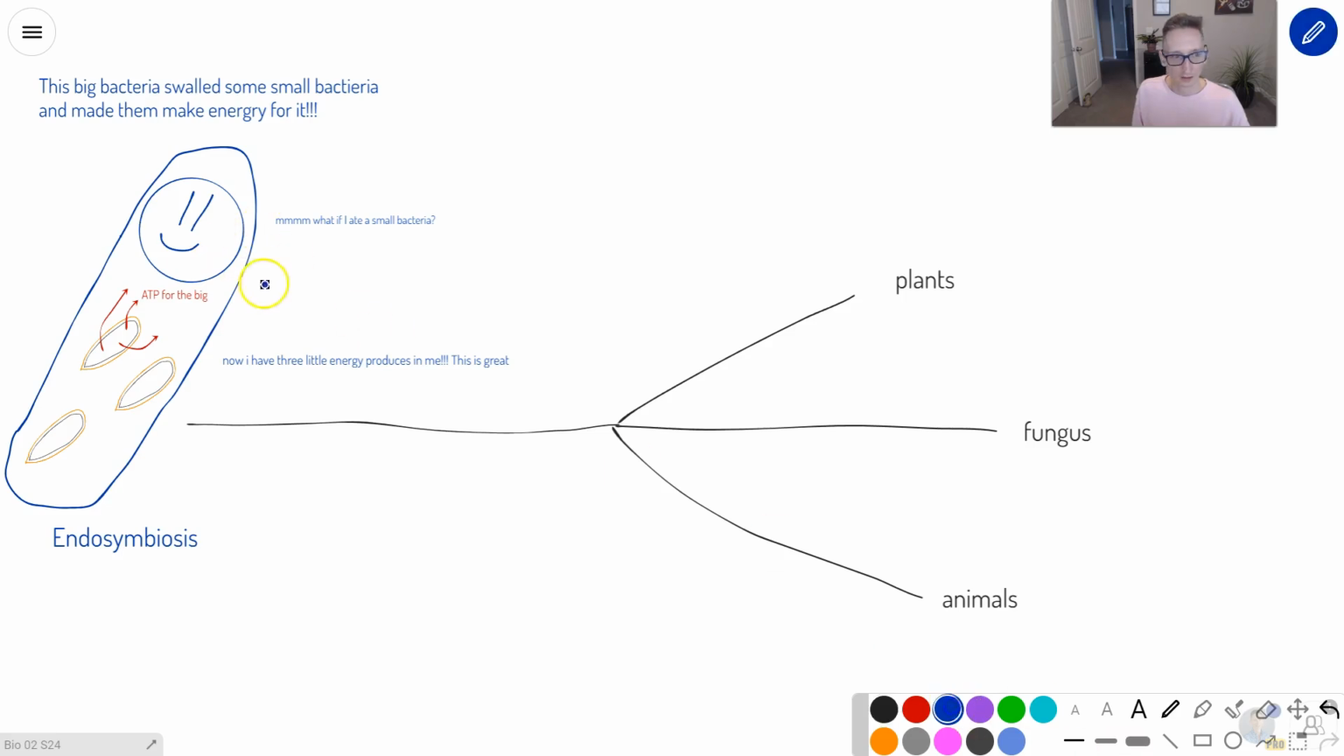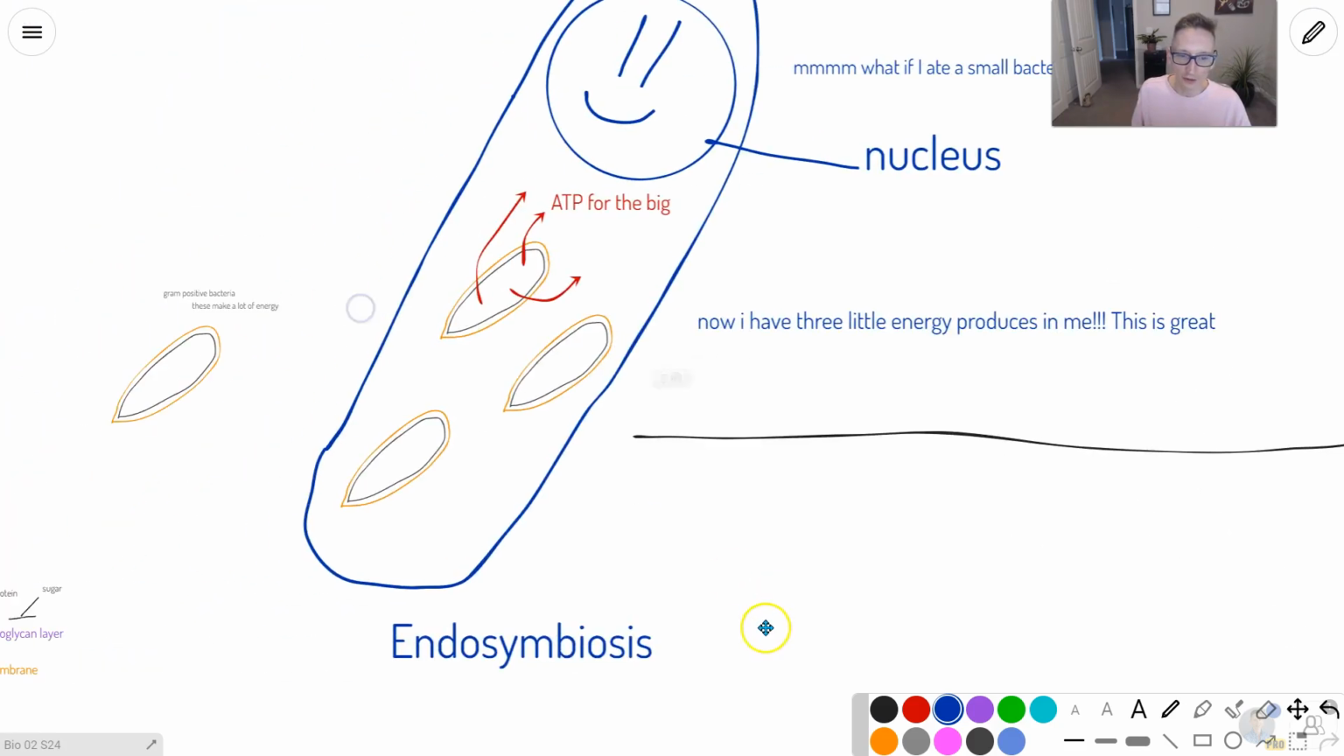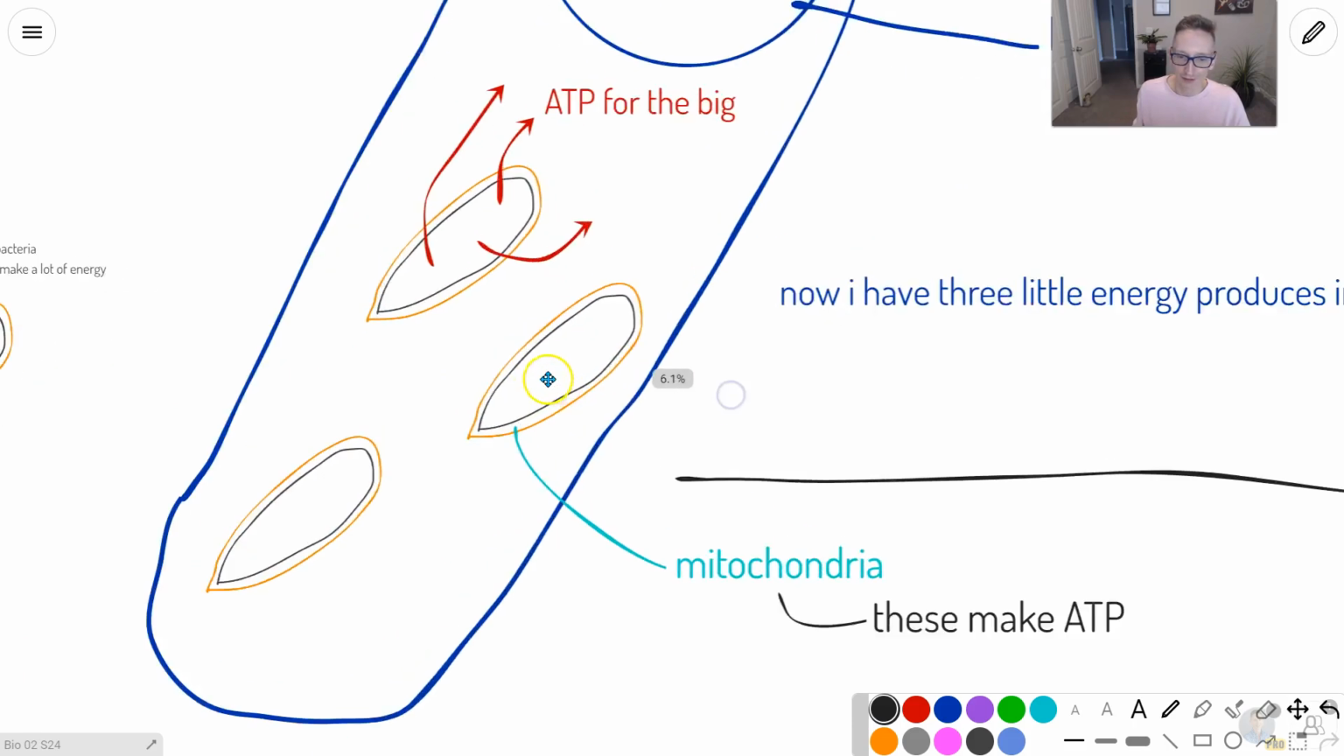It has a nucleus. These little things here that make ATP energy would be called mitochondria, or mitochondria. If you're feeling cool, one of my students pronounced it that way, I really like it. But mitochondria make ATP. And we'll talk about how all that works. But they have two membranes. They're actually pretty nifty.